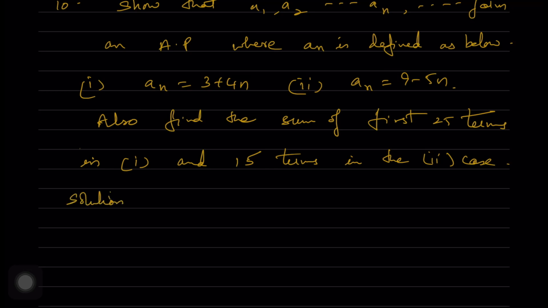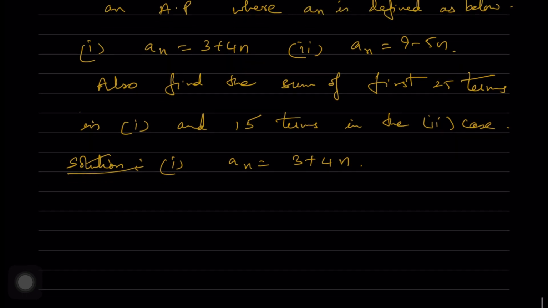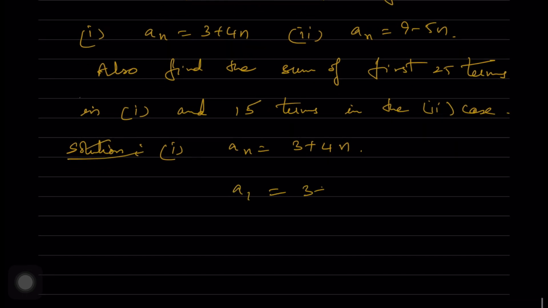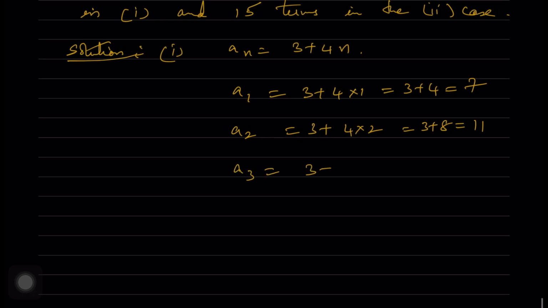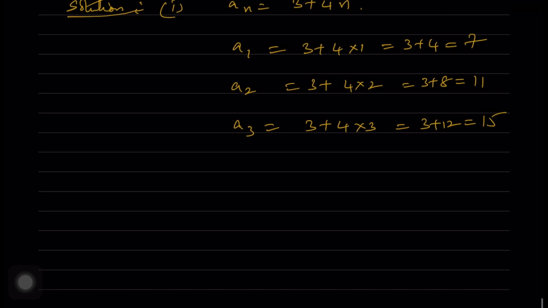Now the solution for the first one. It is given that an is equal to 3 plus 4n. So we'll put the value of n as 1, 2, 3. A1 is equal to 3 plus 4 into 1, which is equal to 3 plus 4, which is equal to 7. A2 is equal to 3 plus 4 into 2, which is equal to 3 plus 8, which is 11. Then A3 is equal to 3 plus 4 into 3, which is equal to 3 plus 12, which is equal to 15.